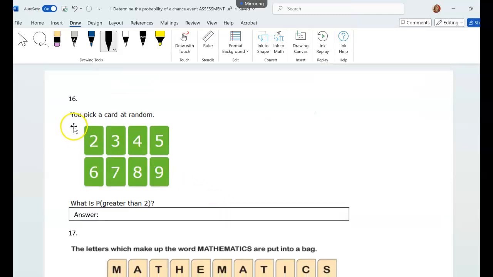Number 16, you pick a card at random. The cards are 2, 3, 4, 5, 6, 7, 8, and 9. What is the probability that you picked a card that was greater than 2? Greater than 2. Write your answer as a fraction.